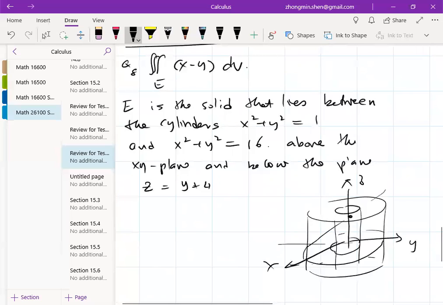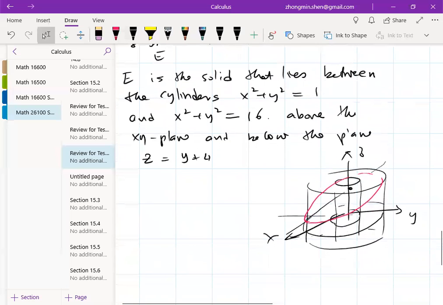So there's a cut. Make sure this is above. So make sure it's always above the larger circle in the XY plane. Otherwise, you have trouble. I believe it's between them. So we are talking about this part. Okay, yeah, this is a solid.